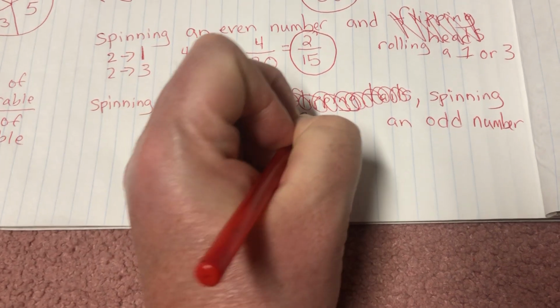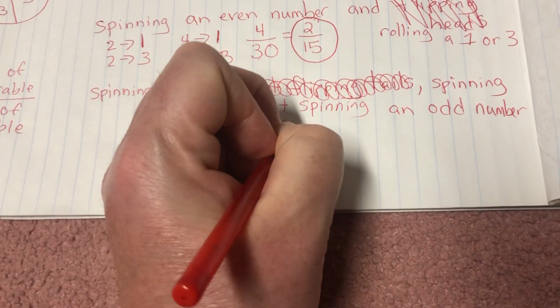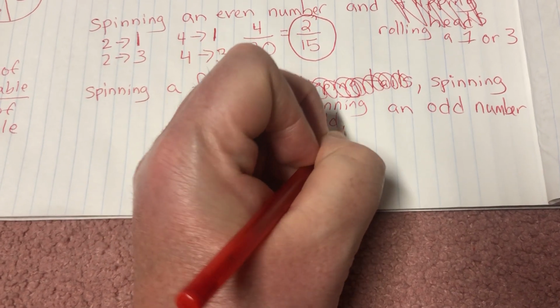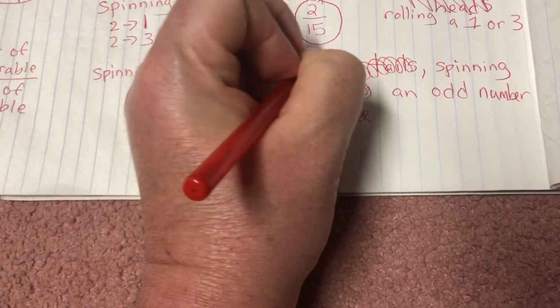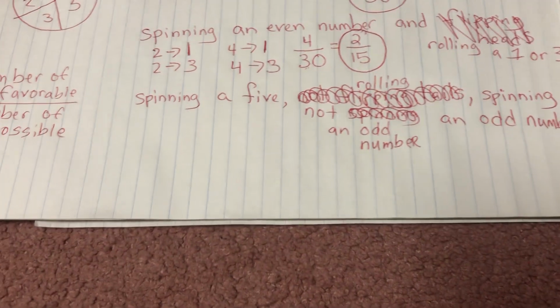And we're going to say not spinning an odd number is what we're going to call it. Or not rolling an odd number. All right.